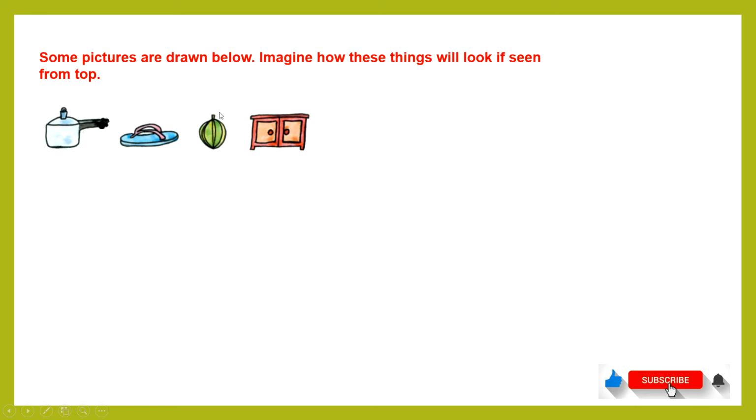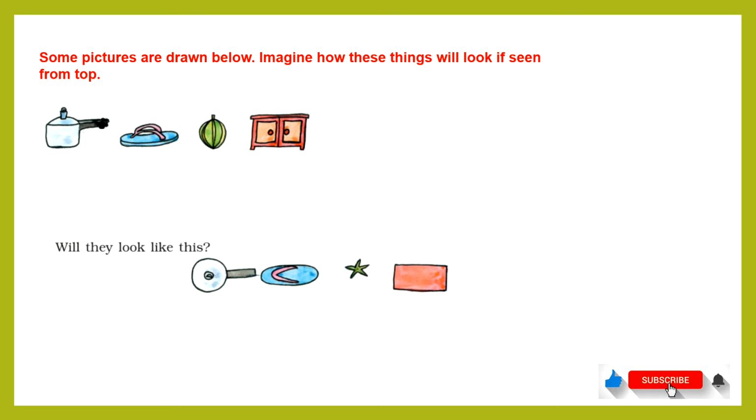Now if you look at these objects, there are some objects: a pressure cooker, a slipper, some fruit, and this is a shelf. And you try to imagine how these objects will look if you look at them from the top. Just pause this video, try to imagine, then match the answers which we are going to show. Here are the answers. If you are able to match the same answer and your views are exactly the same, then it is good. If not, then you can practice again.